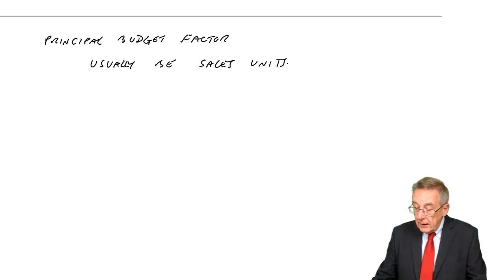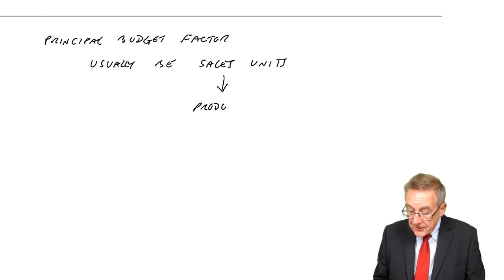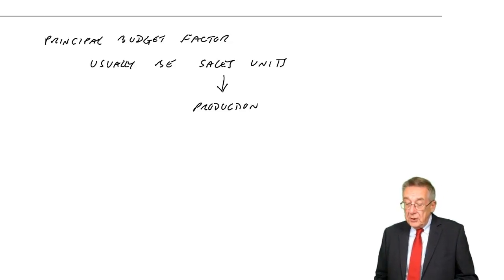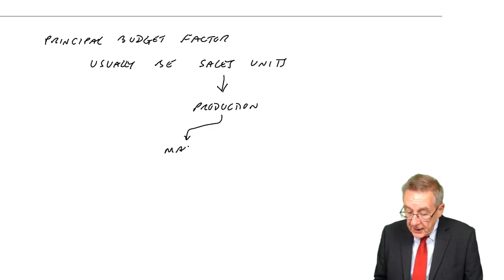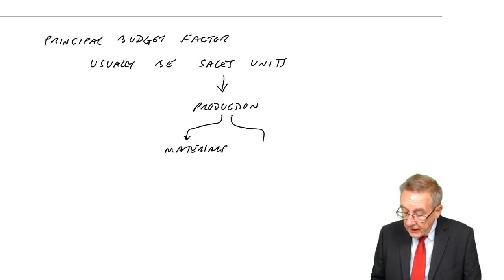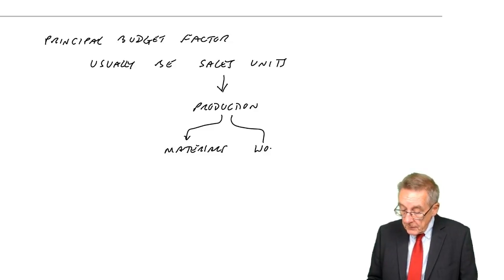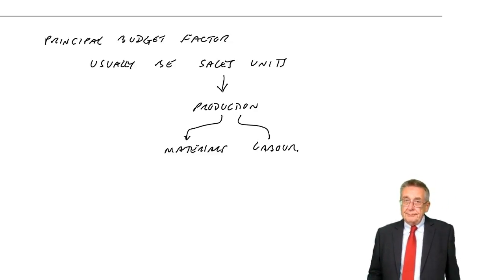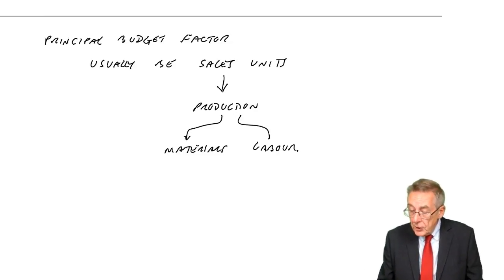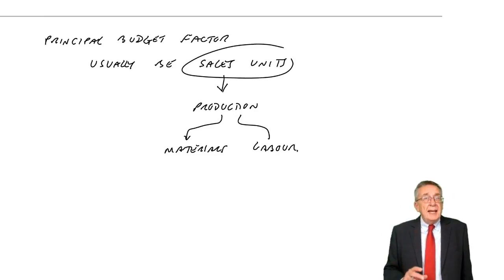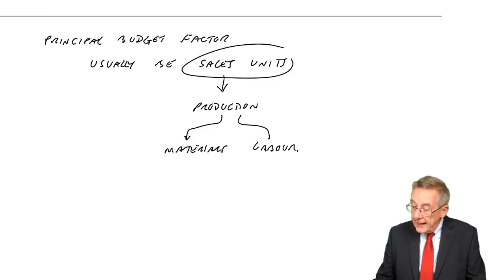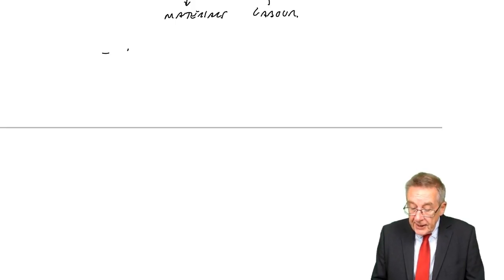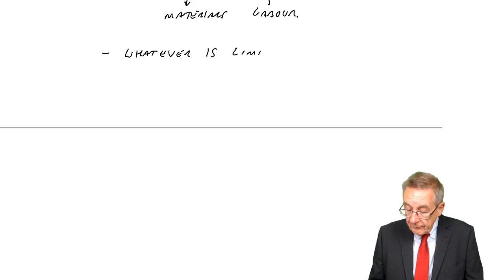Because once you know how many you'll sell, then you could budget how many you'll produce. And when you know how many you'll produce, then you could budget how much materials you'll need. You can budget how many workers you'll need, or labour, and so on. It'd be step by step. But we would normally start with sales. However, I keep saying normally, but not always. Strictly, the principal budget factor is whatever is limiting the size of the business.